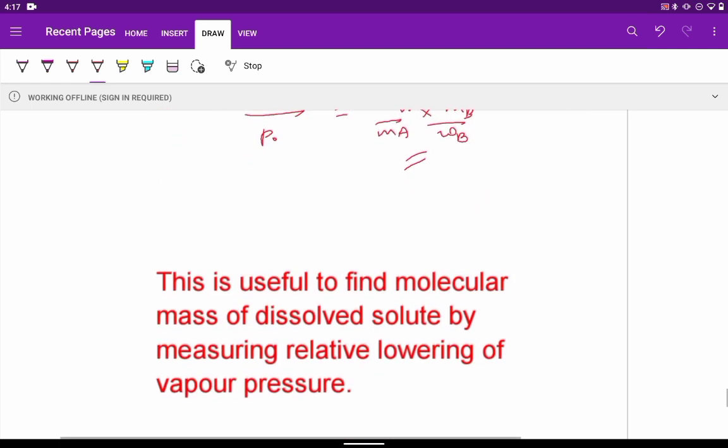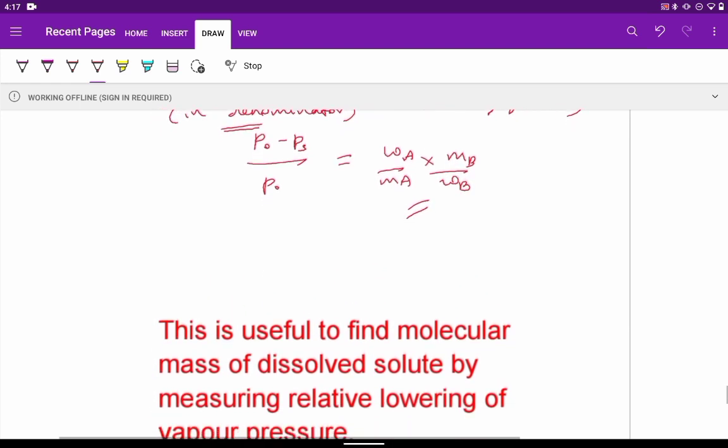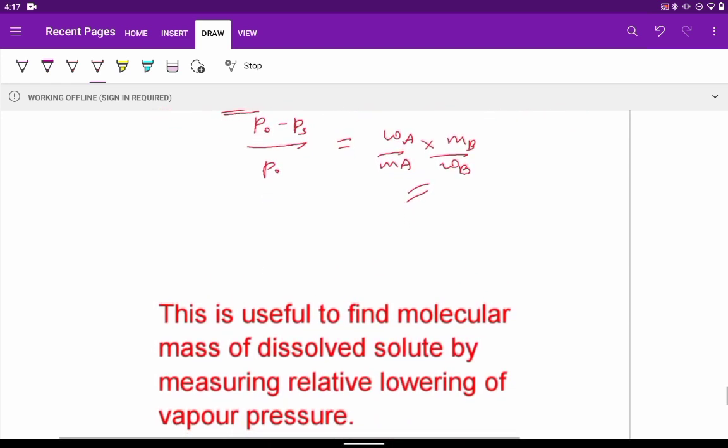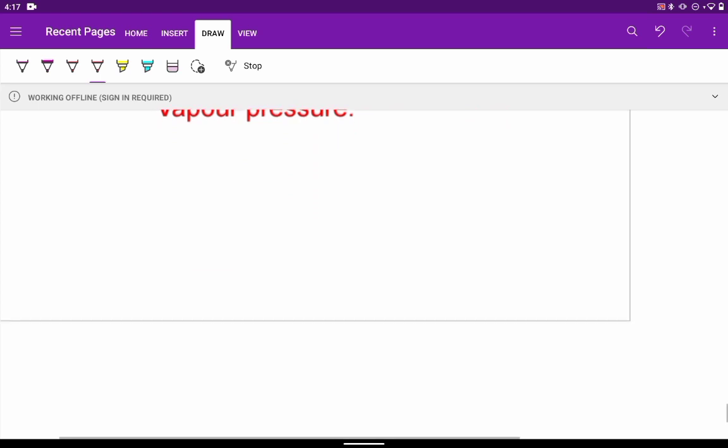So this is very useful to find the molecular mass of the dissolved solute by measuring the relative lowering of vapor pressure. We can see from this equation we can calculate the molecular mass of the dissolved solute by measuring the relative lowering of the vapor pressure.